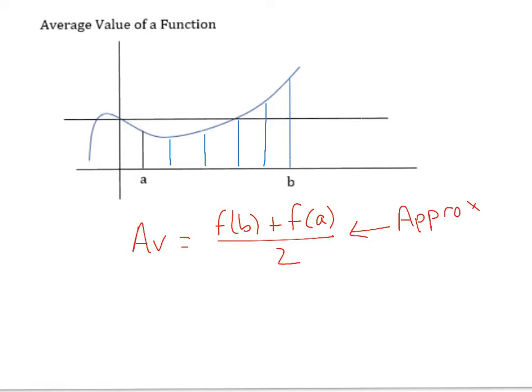So we could break up the interval from a to b into smaller pieces and take the average of all of those heights, and that would be a better approximation. And maybe you see where we're going with this, maybe you don't. But this is starting to look a little bit like the concept of Riemann sums and approximation methods for area that we talked about before.